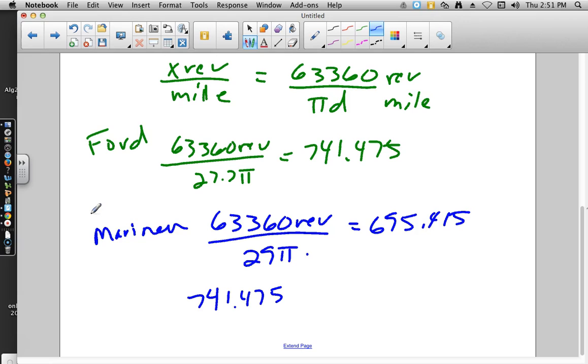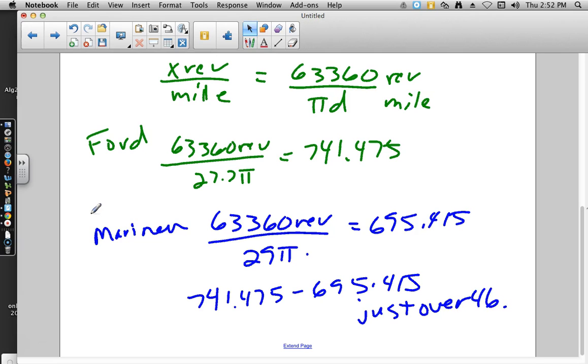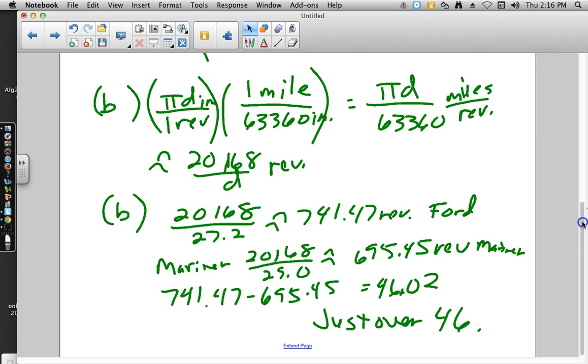741.475, and we subtract from that what we had for the Mariner, which is the 695.415. And we'll get the same answer that I had earlier for this one. But I think this is a little bit better explanation of why the units work out the way that they did. So we're talking about just over 46 again. So second explanation, a little bit more detailed about where all of the numbers come from. For part C, we still had more.